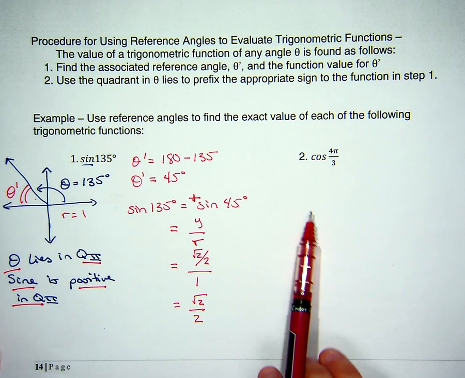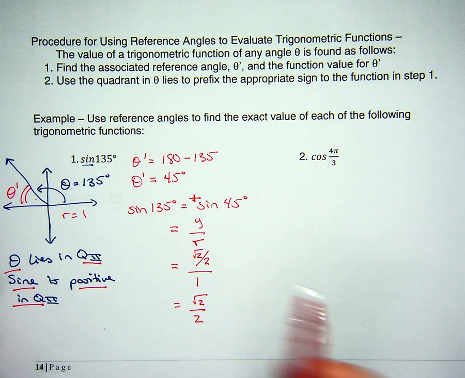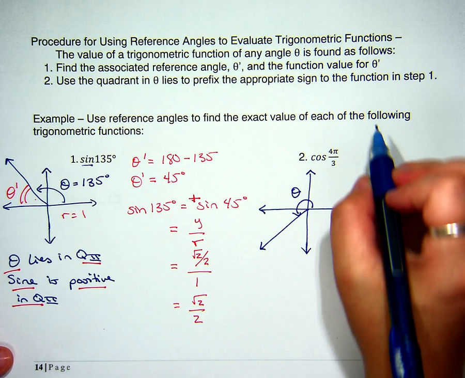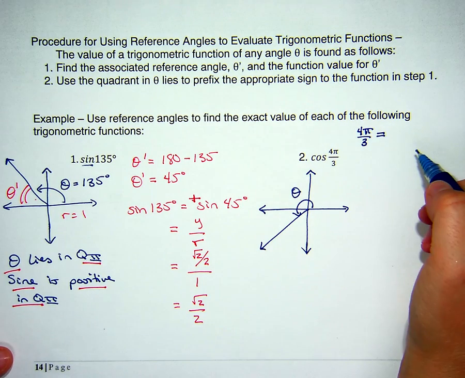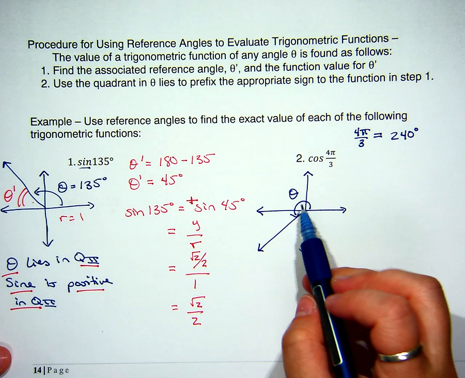Cosine of 4 pi over 3. Let's draw this. 4 pi over 3 is going to land you in the third quadrant. Here's your theta, 4 pi over 3. We can always take our 4 pi over 3 and change it to degrees, since most people are more comfortable with degrees, that's fine. Use your conversion factors. You'll get 240 degrees, which you can see is going to hit you in quadrant 3.